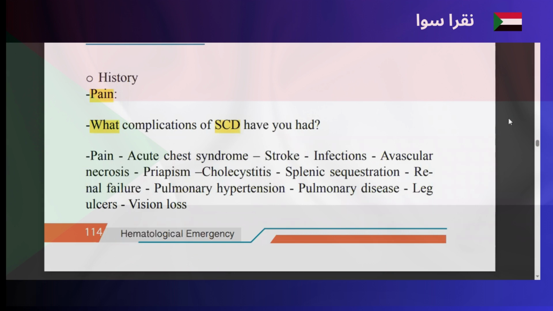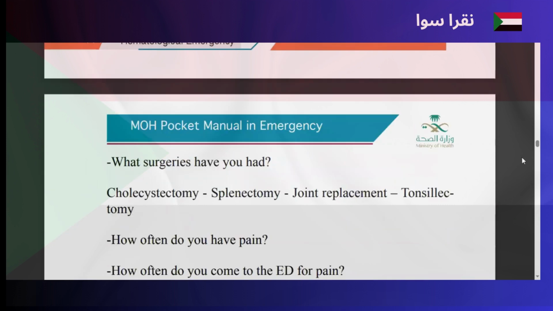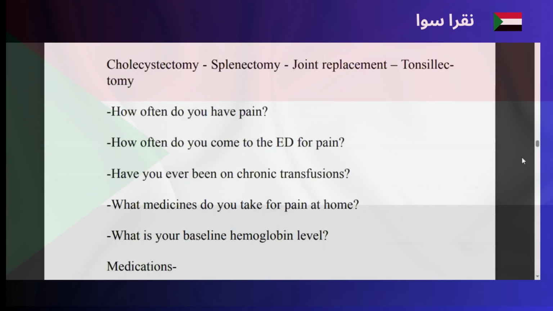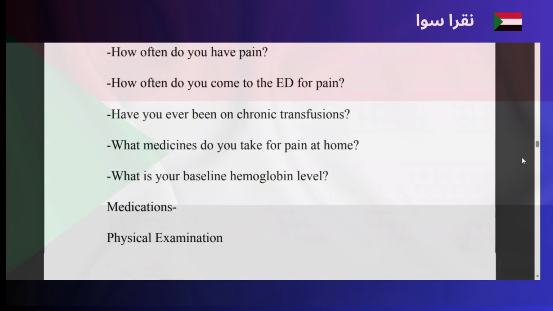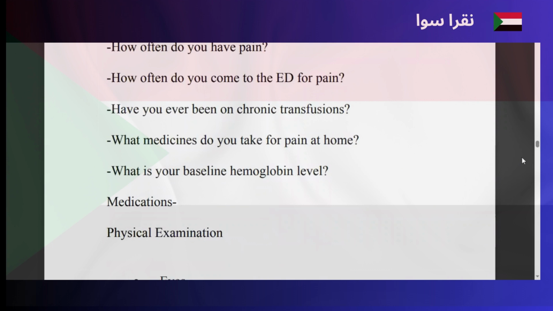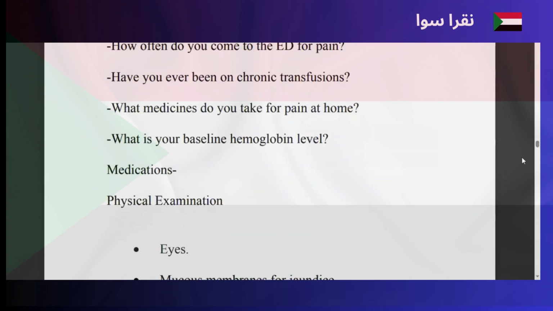This patient has a chronic disease, so he knows about himself, the complaint, and what the complications are, the surgeries, the pain, the history of visits to emergency due to pain, history of chronic transfusion, medication, and the baseline hemoglobin level.